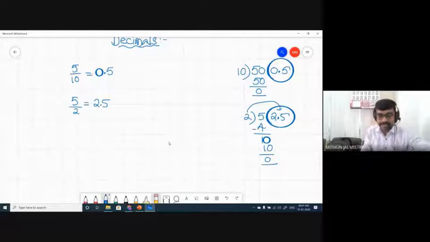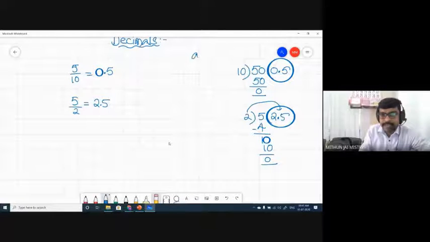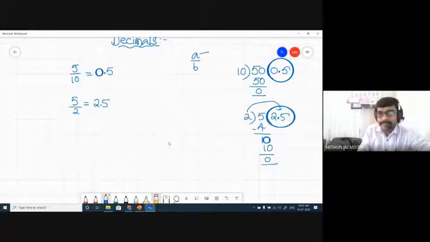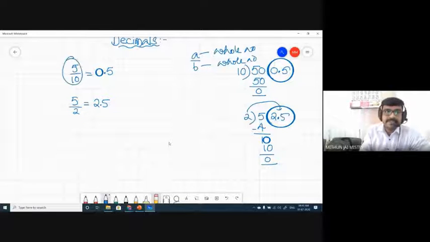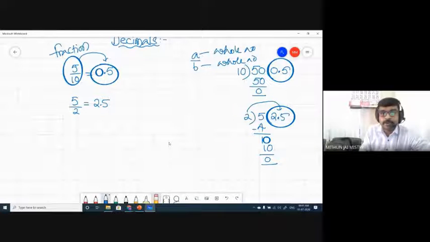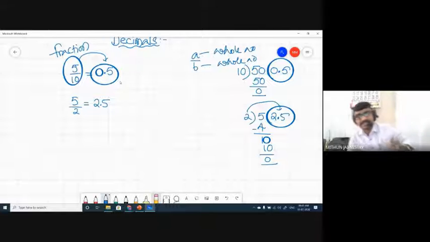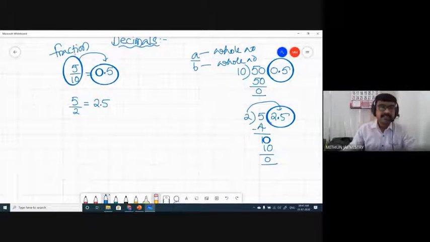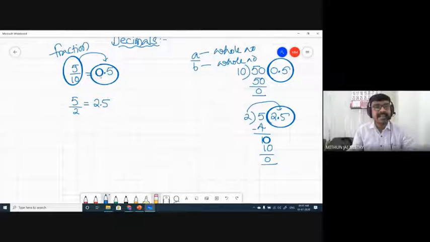So here, please try to understand this. Writing any number in the form of A by B, where A and B are some whole numbers, we call it a fraction. So 5 by 10 is a fraction, and the same fraction can also be written in the form of a decimal. So 0.5 is nothing but the decimal form of 5 by 10. Form is the appearance of a number, right? The same 5 by 10 is written as 0.5.